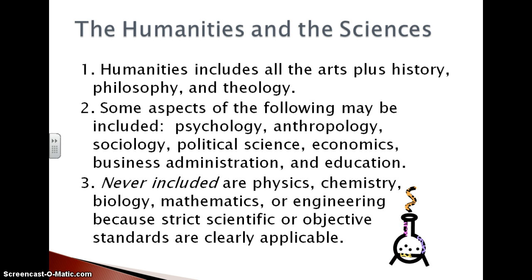So there's that aspect. But never included are the things that are separate from people. They're just in a test tube or they're mathematical, like engineering and physics and chemistry. And the reason for that is that they just use strict scientific or objective standards, mathematical things there. There's not the variable that a human being brings into it per se.